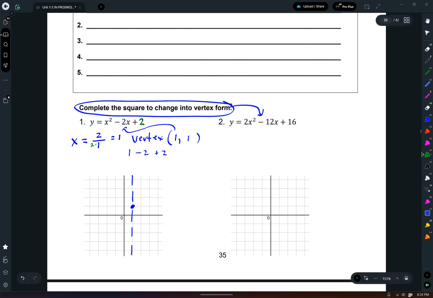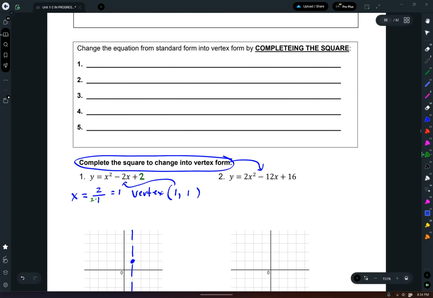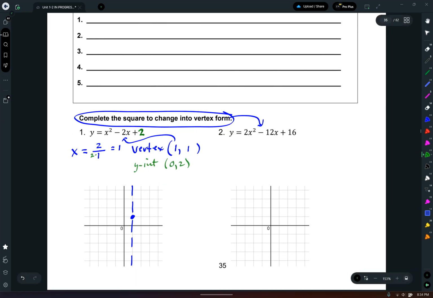Okay, and then the y-intercept is that C number. Well, the C number is 2, so my y-intercept is 0, 2, which is right here. And the thing about the axis of symmetry, because I know that the left side of that axis is the same as the right side, so that tells me that there's also a point mirrored on this side right there, and I can draw my parabola. So in this case, I just used standard form.